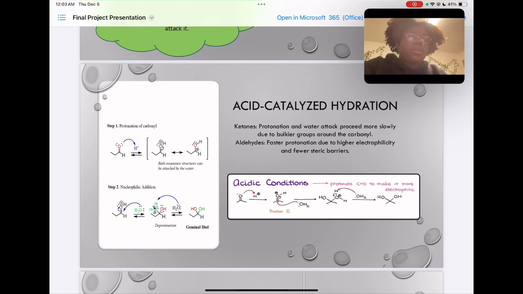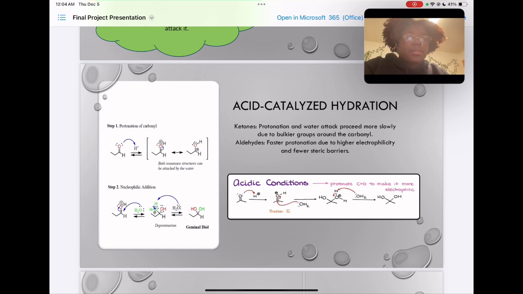So I'm only going to go over the mechanism on the left side because the reaction mechanism for both aldehydes and ketones in acid catalyzed hydration is basically the same. You just have different products. So in step 1, you're going to start with the protonation of your carbonyl. This is going to make it more electrophilic so that your carbonyl carbon is more readily available to be attacked by a nucleophile. In this reaction, your proton, or your hydrogen, is going to be your acid.